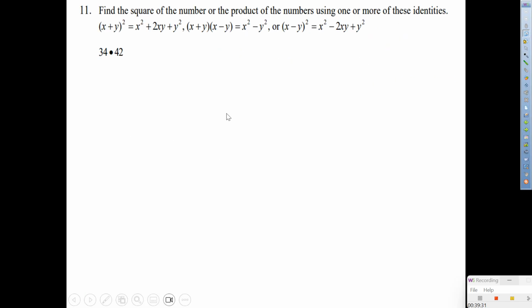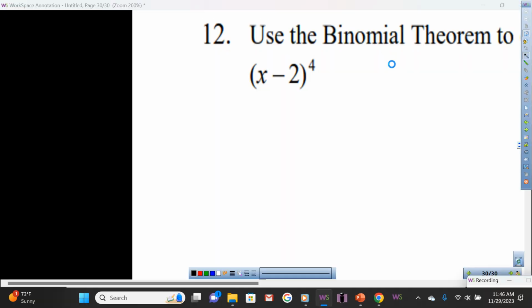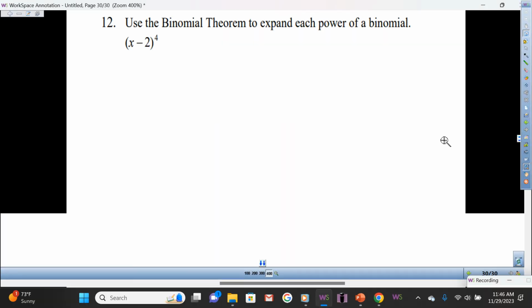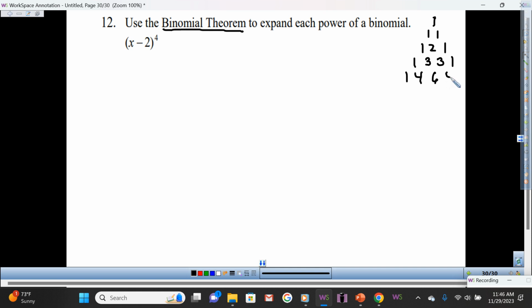Go to number 12. I love these. So, what is the first thing that this triggers in your noodle right away? No. When you see the binomial theorem, the first thing that should come to mind is the Pascal triangle. So we start with what? 1, 1, 1, 1, 2, 1, 1, 3, 3, 1, 1, 4, 6, 4, 1, and I stop.